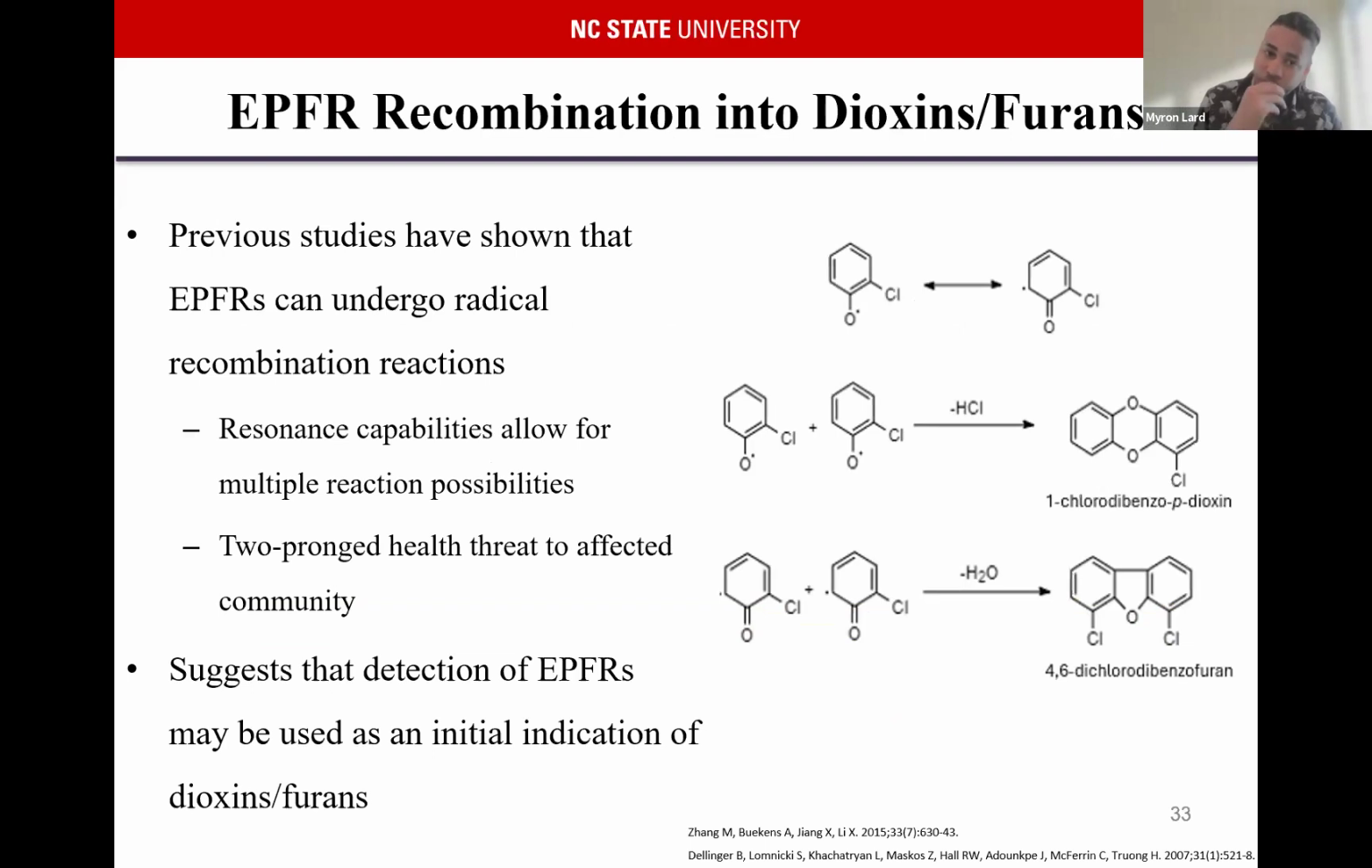The resonance capabilities for EPFRs allow for multiple reaction possibilities. Here we've got two general reactions that show how these resonance-stabilized free radicals can form our dioxins or furans. And so when we see these EPFRs, this could potentially pose a two-pronged threat, because EPFRs themselves are inherently dangerous via inhalation, but it seems that EPFRs in the environment can pose an additional threat by recombining into even more toxic dioxins or furans. Studies suggest that detection of EPFRs may be used as an initial indication of dioxins and furans.